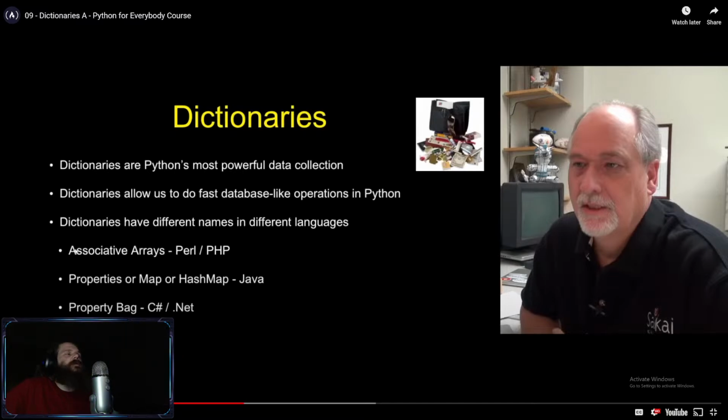Oh, I get it. So dictionaries are called associative arrays in Perl/PHP, properties or map or hash map in Java, property bag in C# and .NET. I think someday we might be learning C#, so that's interesting.